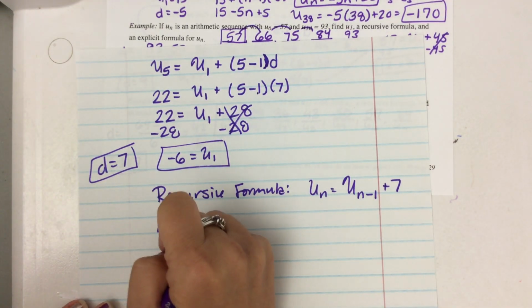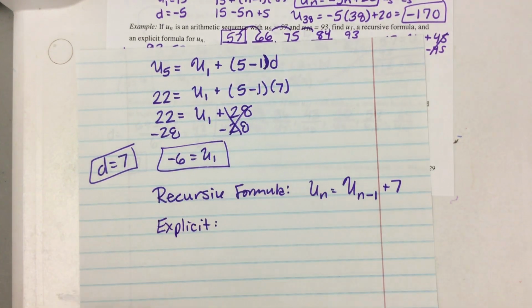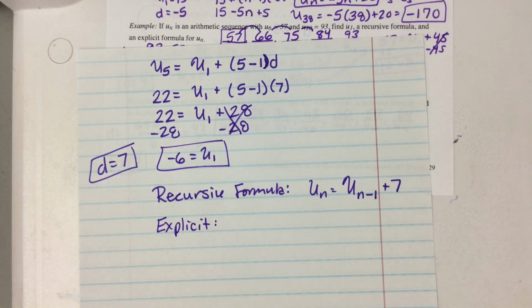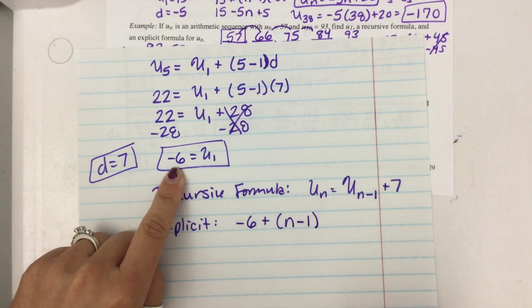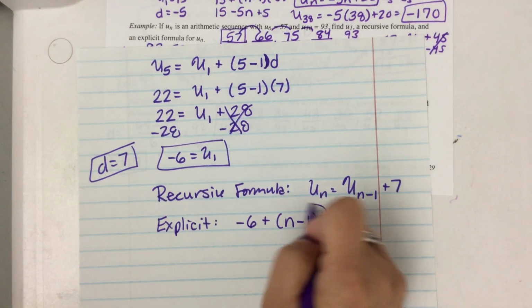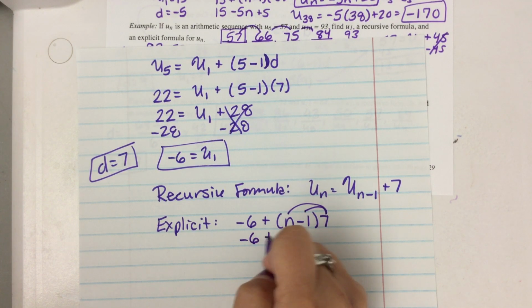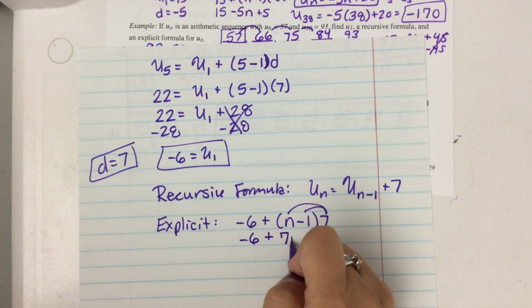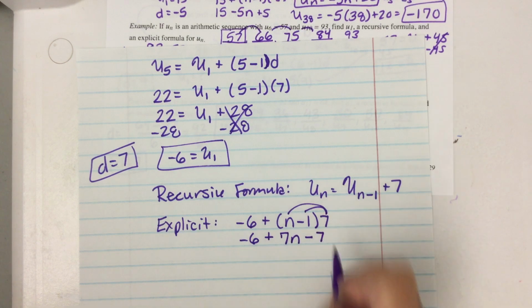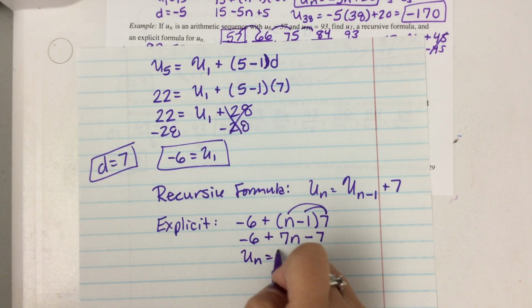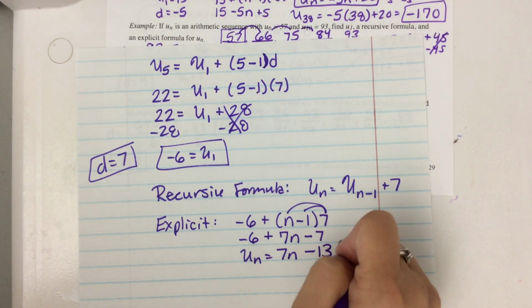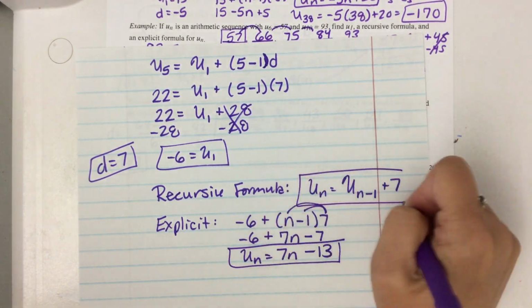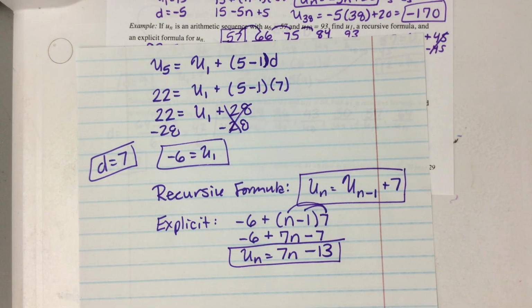Now to find the explicit. Now the explicit I think is more helpful. That's why it's important to know both forms. You take the first term, negative 6, plus the number of the term you're looking for, minus 1, times the common difference. Distribute: negative 6 plus 7 times n is 7n, minus 7 times 1 is 7. So my formula, combine like terms, I have 7n, negative 6 minus 7 more is negative 13. There is an explicit formula as well as a recursive formula for that particular sequence.